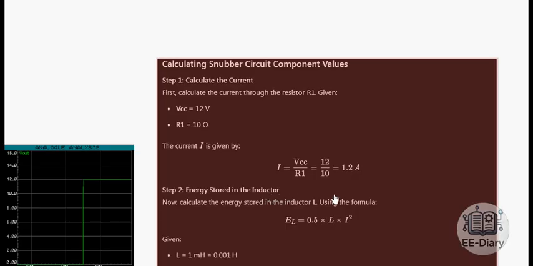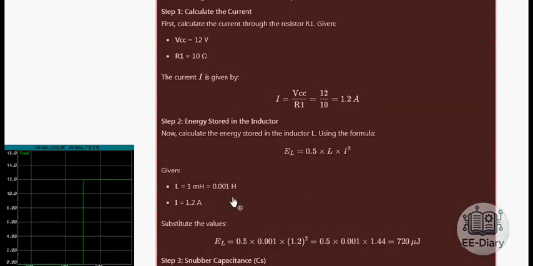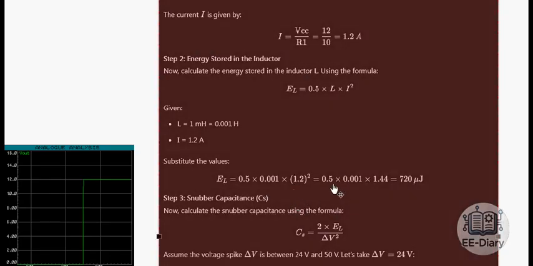Step 2, energy stored in the inductor. Now, calculate the energy stored in the inductor L using the formula EL equals 0.5 times L times I squared, given L equals 1 millihenry, which is 0.001 henry, and I equals 1.2 amperes. Substitute the values. EL equals 0.5 times 0.001 times 1.2 squared, which is 0.5 times 0.001 times 1.44, equals 720 microjoules.